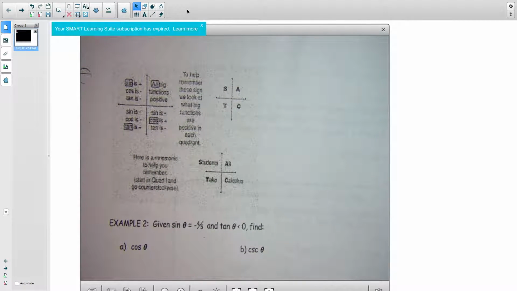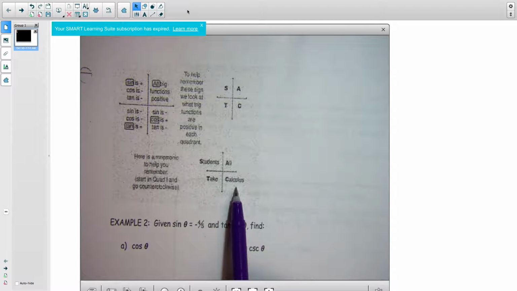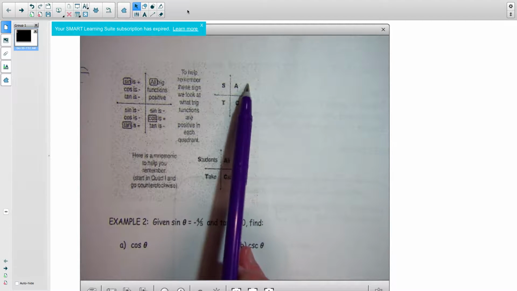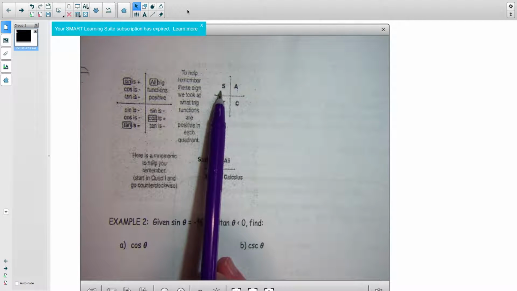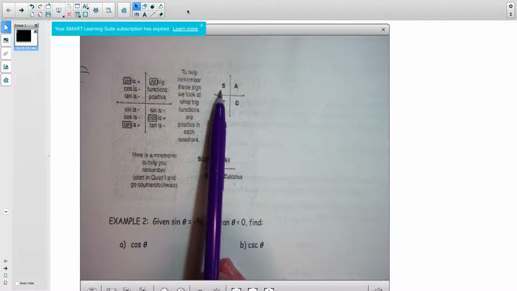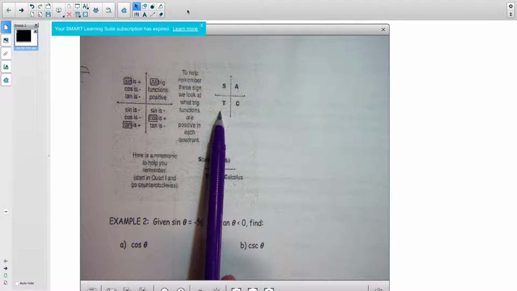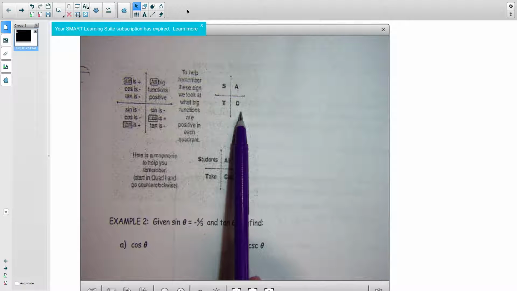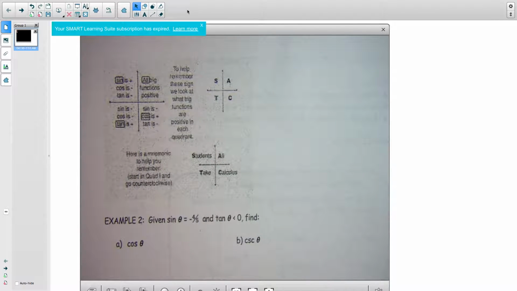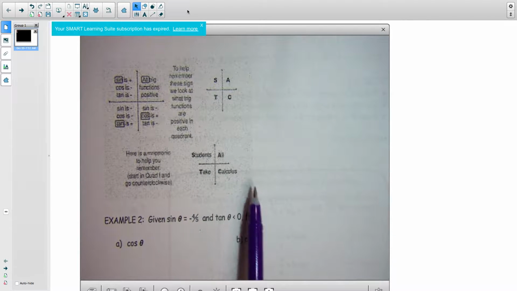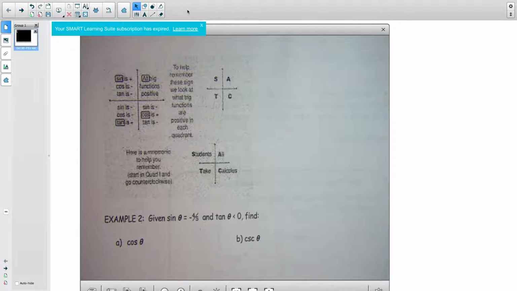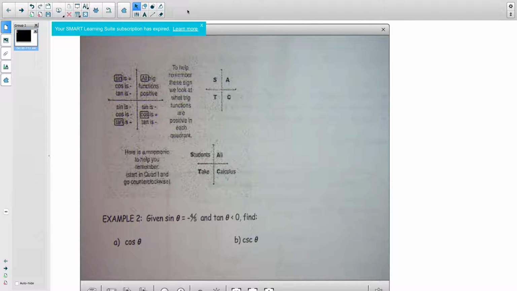Here's a mnemonic way. All students take calculus. That means all functions are positive. Students, S, that means sine is positive. Tangent is positive. Cosine is positive. Everything else is negative in these three. So all students take calculus. Again, you plot those points, use the information you know about our quadrants and everything. You never have to remember all this. All right.